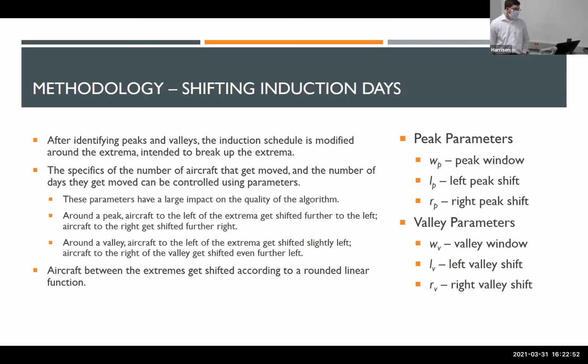These parameters have a large impact on the quality of the algorithm. Generally, they'll be set so that around a peak, aircraft to the left of the extrema get shifted further to the left, and aircraft to the right get shifted further to the right. Around a valley, aircraft to the left will be shifted slightly left, and aircraft to the right will get shifted even further left to pull that valley in.